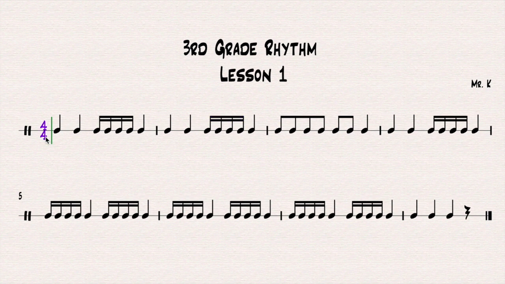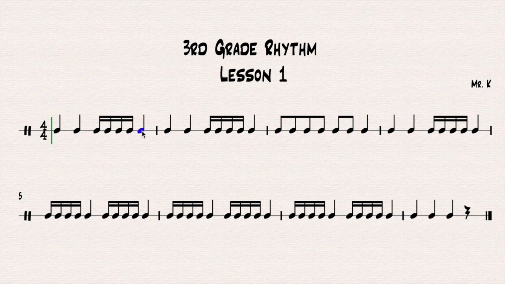Our time signature is giving us some important information. That top number is telling us that we're going to have 4 beats in each measure. So let's check that out. First measure has a quarter note for 1, another quarter note for 1, 4 16th notes for 1, and another quarter note for 1. And as all third grade musicians know, 1 plus 1 plus 1 plus 1 equals 4.